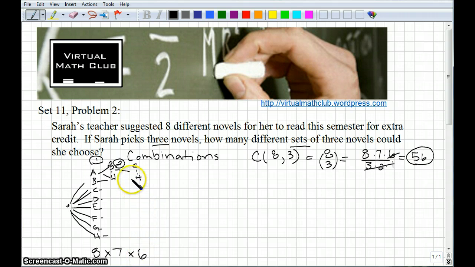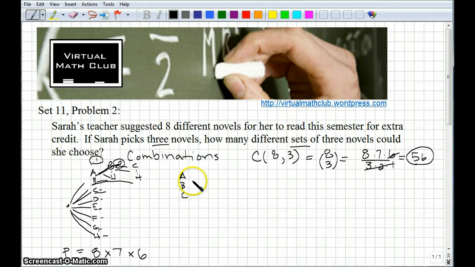So that's actually a permutation. But if order doesn't matter, then we have to look at how many duplicates we have. So for example, if she chooses novels A, B, and C for her set of 3 novels, you can see there's an A, B, C path here, but there's also going to be a BAC path here, and there's going to be a CBA path here from C. But really that's the same set.